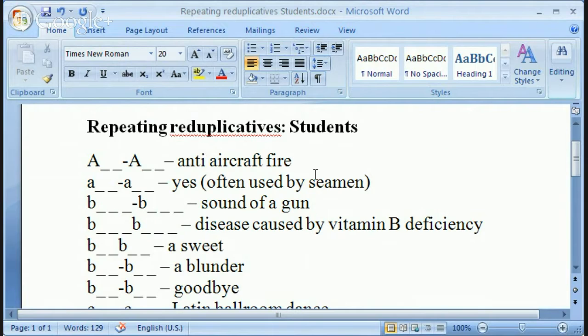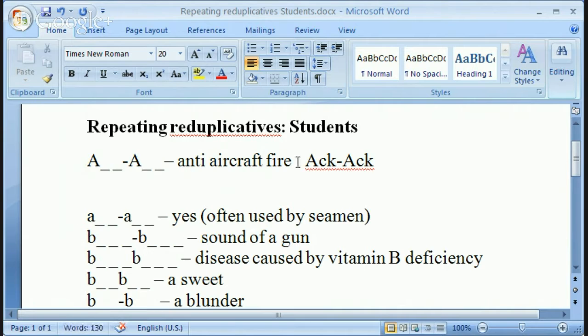So, let's see. First one. Do you have any idea what this is? It's a repeated syllable word for anti-aircraft fire. Never heard of the idea. Okay. All right. Very simply, it is called. Now we're getting into the area, and it should be mentioned, we're getting into the area of actually talking about onomatopoeia.